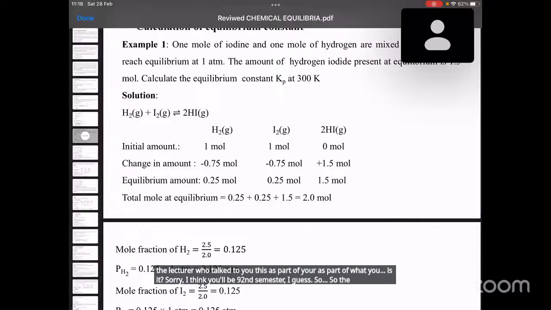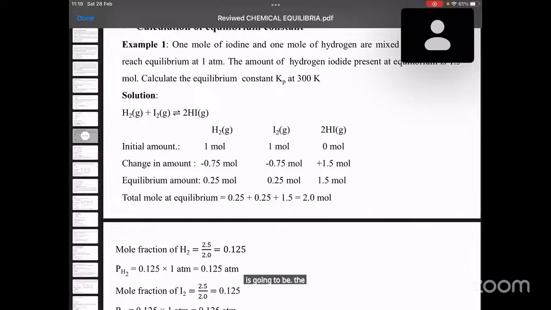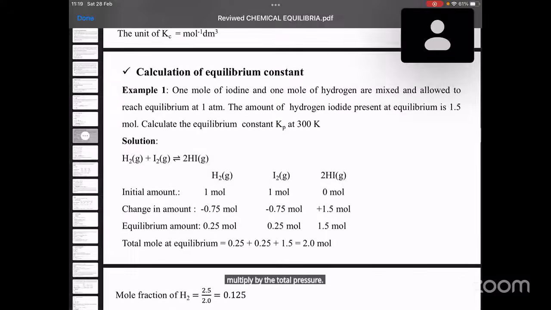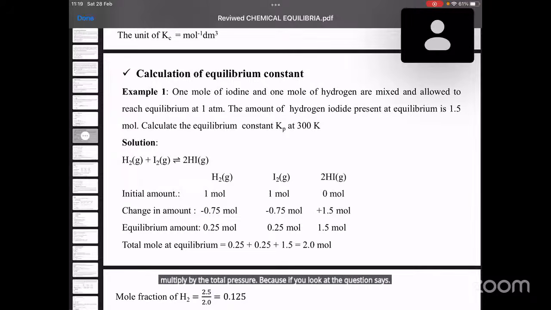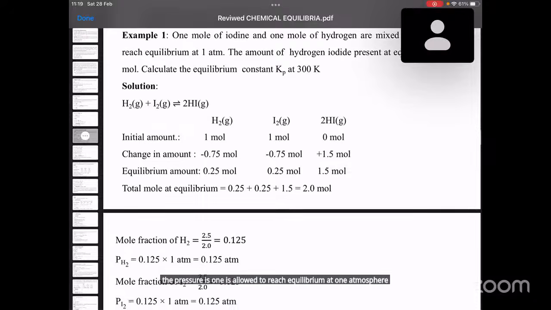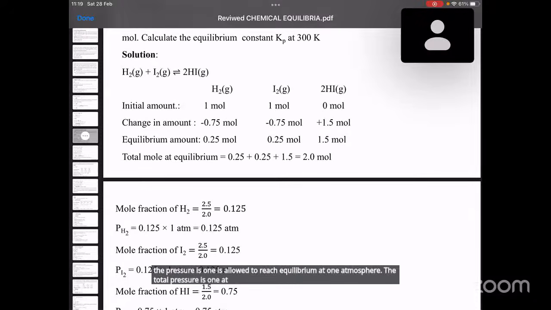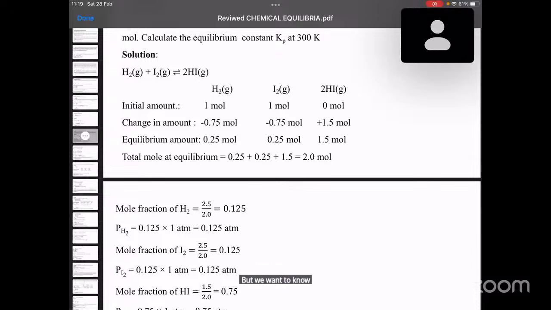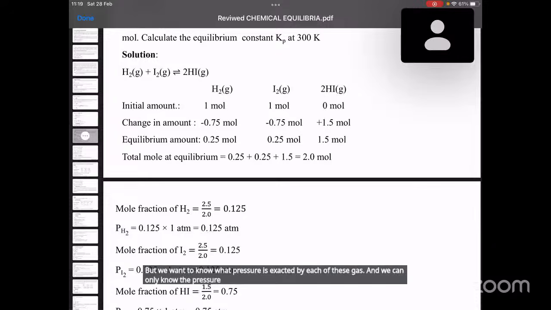The partial pressure exerted by every gas is going to be the mole ratio of that gas multiplied by the total pressure. Because if you look at the question, it says the pressure is allowed to reach equilibrium at 1 atmosphere. The total pressure is 1 atmosphere. But we want to know what pressure is exerted by each of these gases, and we can only know the pressure from their mole ratio.